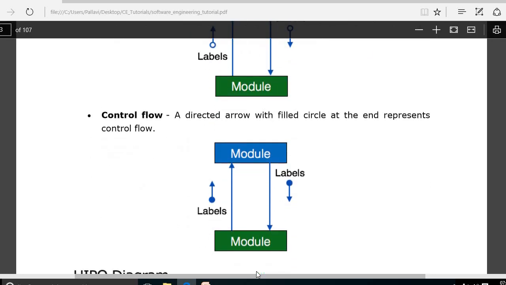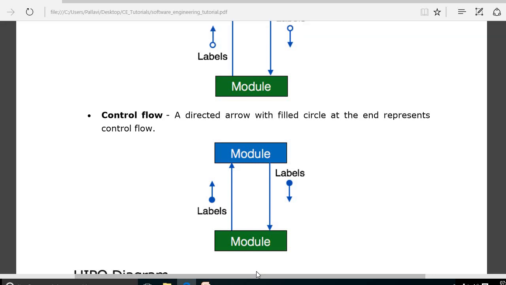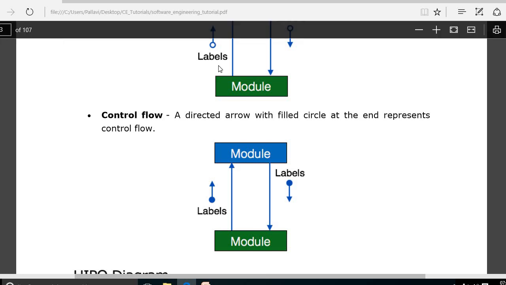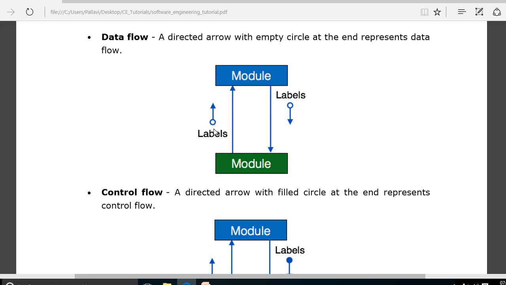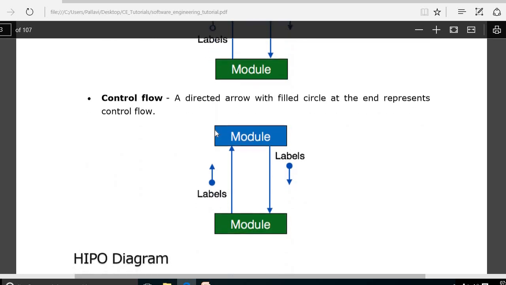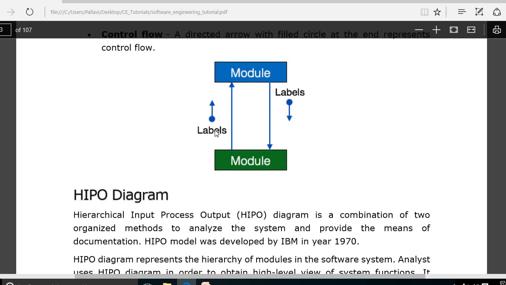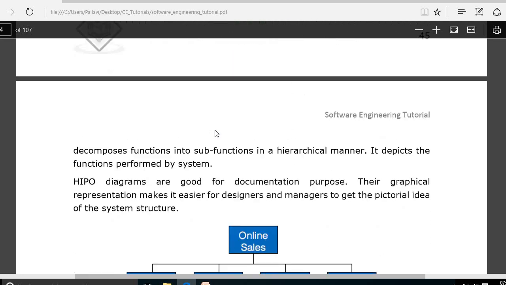Again, flow control: a directed arrow with a filled circle at the end represents control flow. So this is data flow, which means it is empty, and if we fill it up, then it is control flow.